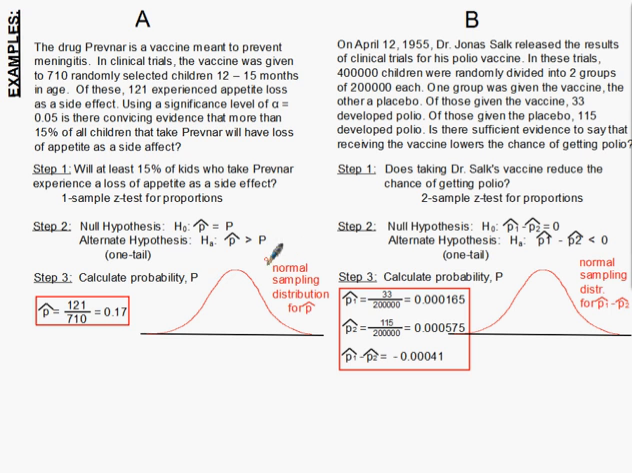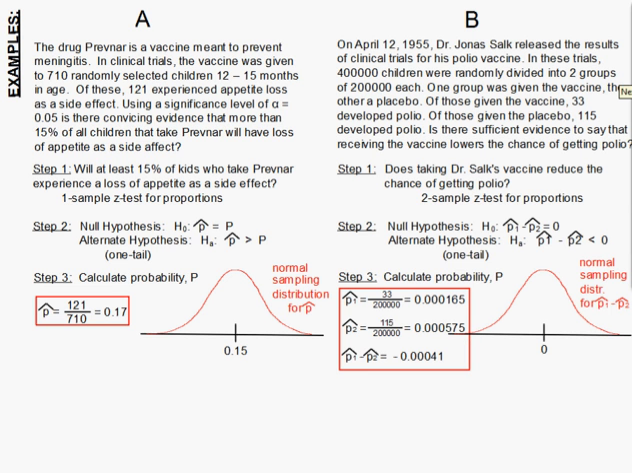We have our sample proportions. In this one with the Prevnar, we have 121 children who experienced appetite loss out of 710. And here we have our polio vaccine, where we have our two samples. In sample 1, we had 33 children out of 200,000. Sample 2, 115 out of 2,000. And being two proportion, we're actually interested in the difference of the two samples.